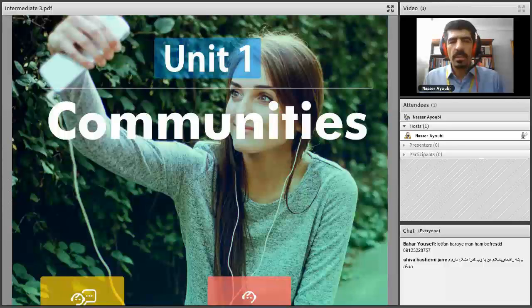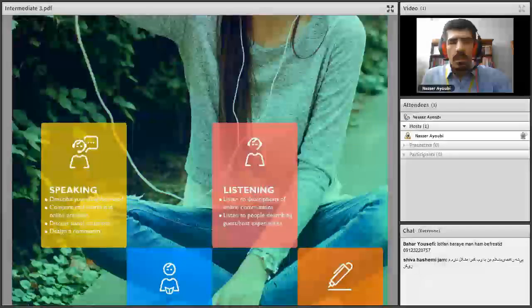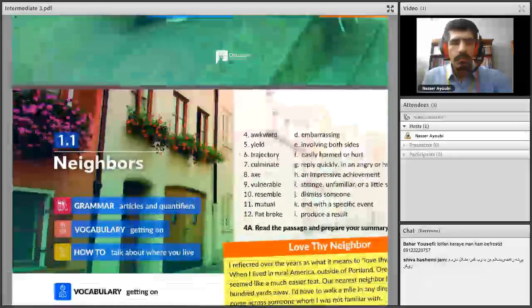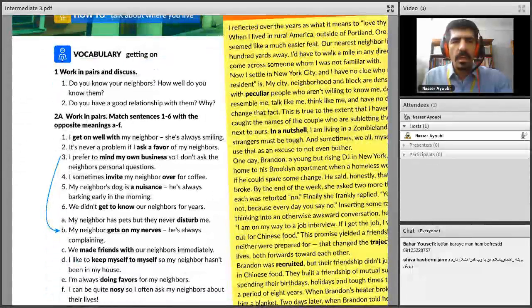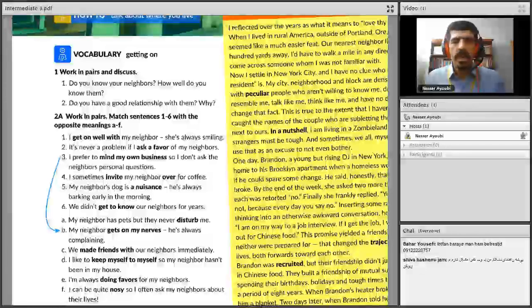Unit 1, Communities. What is meant by communities? As most of you might have guessed correctly, communities means societies, or anywhere that you live together with other people, such as your neighborhood. Your neighborhood is a kind of community. 1.1, neighbors. Getting on. Getting on means having a good relationship.